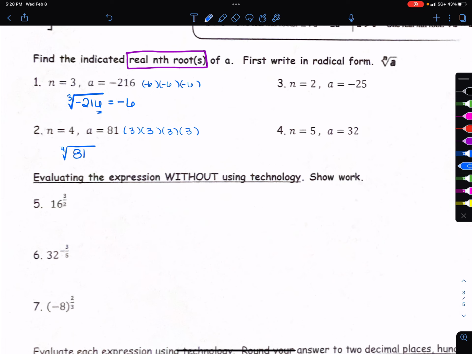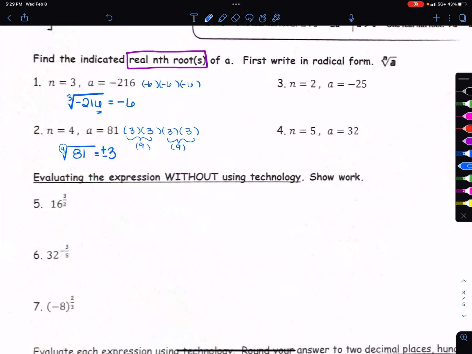Now, if you didn't know that, you could say 3 times 3 is 9, 3 times 3 is 9, and 9 times 9 makes 81. So this one here is going to be 3. Now, because it's an even number, it has to be plus or minus 3.